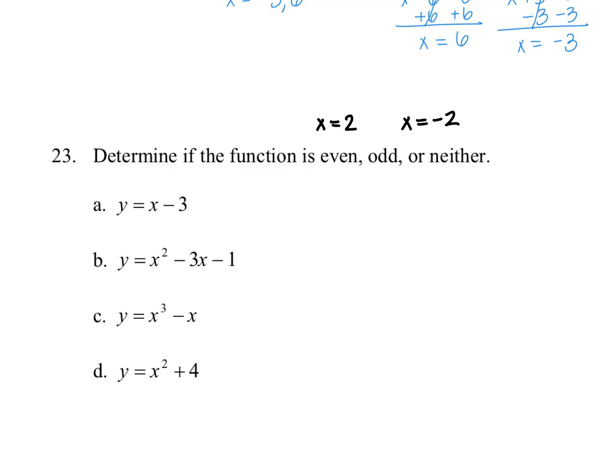So going ahead and solving this, I'm going to do A first. So again, like I said, we have to do both. So I'm going to do 2 minus 3, and then -2 minus 3. So subtracting, I'm going to get -1, and this is going to be a -5. Because they're different numbers, my answer for this would be neither.